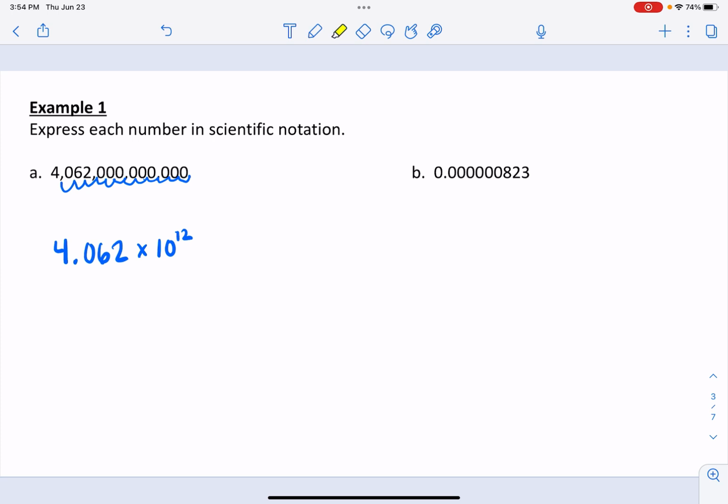Okay? Positive exponents are going to give you a larger number. So this was a pretty big number. That's why that exponent's so big. Versus if I have a negative exponent, I need to get to a number between 1 and 10. 1, 2, 3, 4, 5, 6, 7. That gets me 8.23 times 10 to the negative 7th. Now again, understanding negative 7, this is a small number.